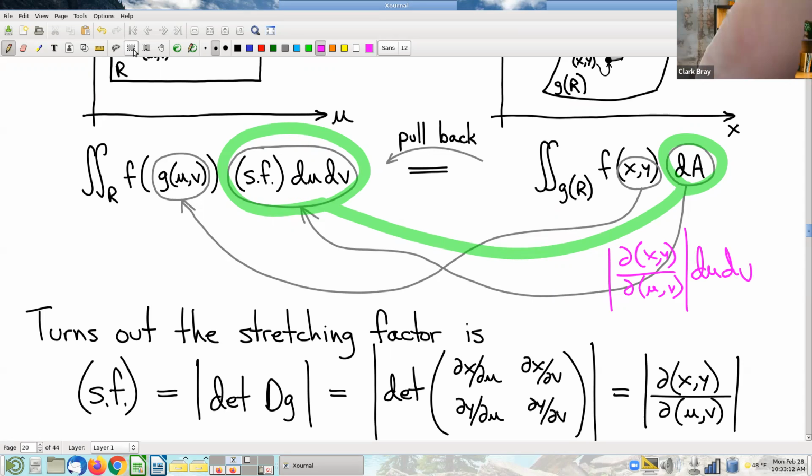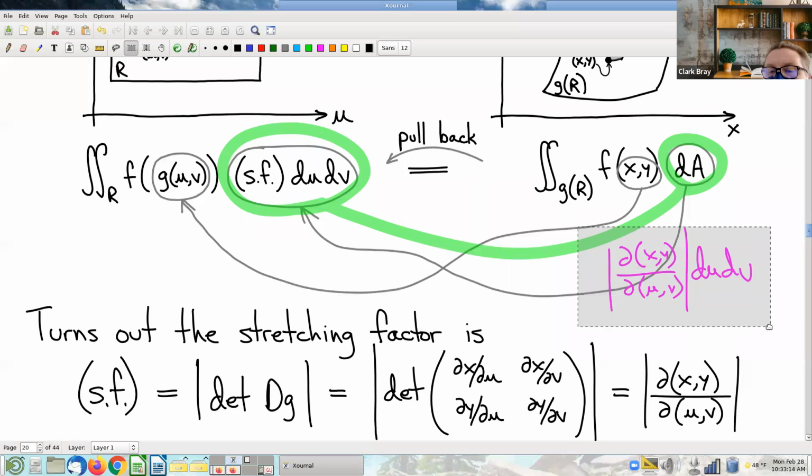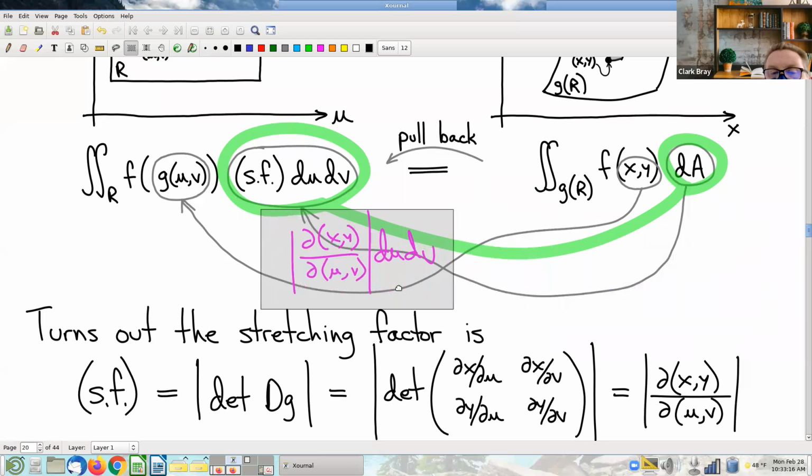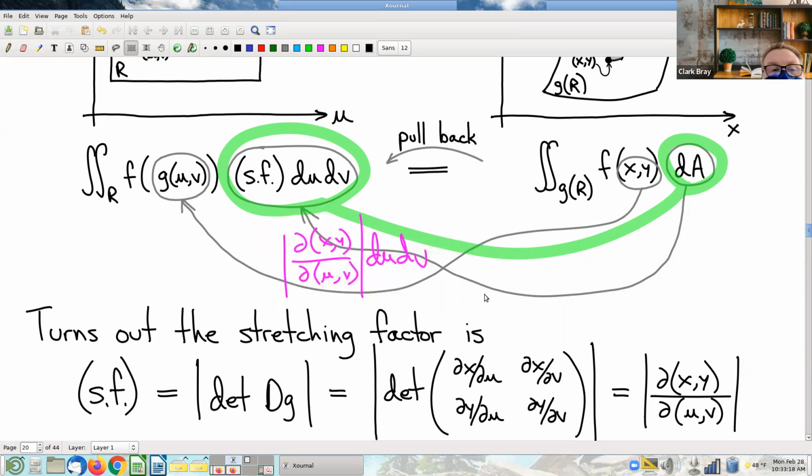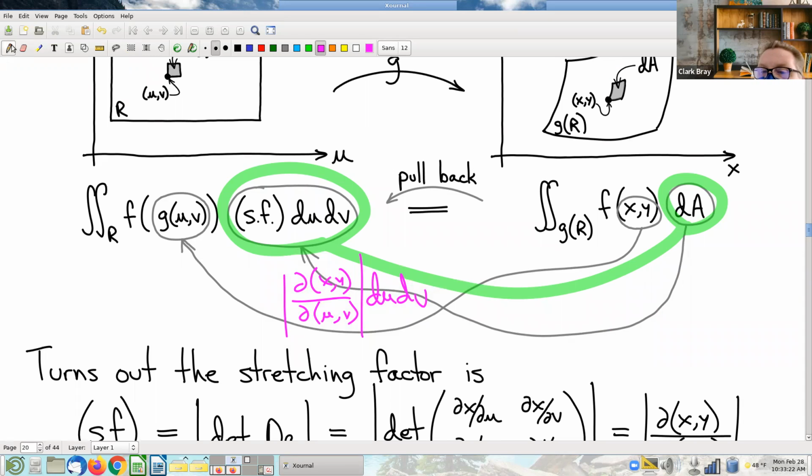In fact, let me put this over here. That is what that is. Whereas over here, the dA that I replaced it with, what does this dA represent? It represents area in the XY plane, which of course this integral here could just as well be written with as dx dy.